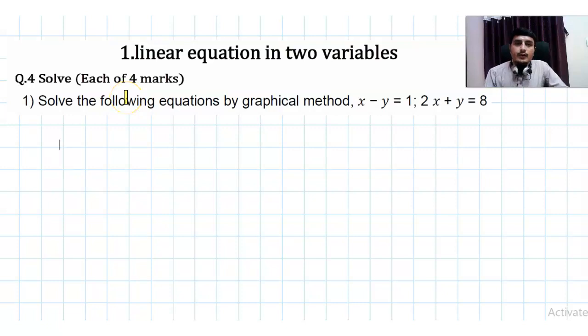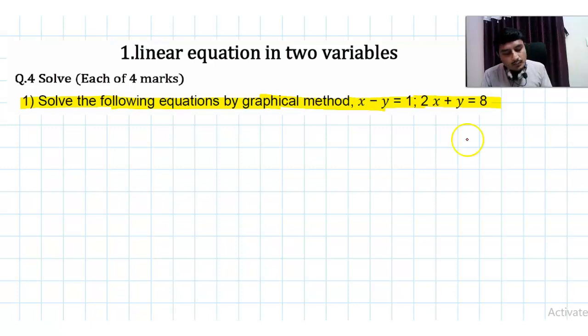In this lecture, we are going to discuss question number 4 from the question bank provided by Maharashtra State Board. So look at the question number first. We have to solve the following equations by graphical method: x minus y equals 1, and the other equation is 2x plus y equals 8.